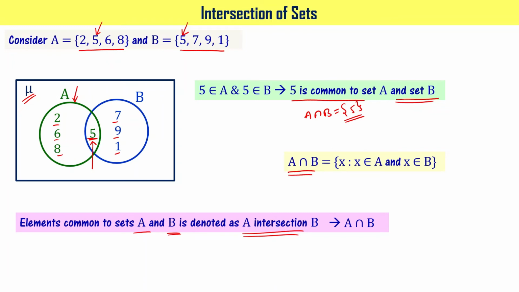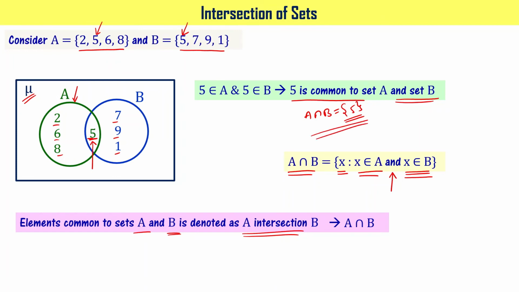A intersection B is a set of elements X such that X belongs to A and X belongs to B, right? You remember when it is union, we said that X belongs to A or X belongs to B, right? Here, when it is intersection, the set builder form says that X belongs to A and X belongs to B also. It means that particular element has to be part of A. At the same time, it has to be part of B also. You understood?